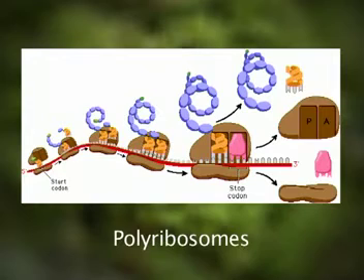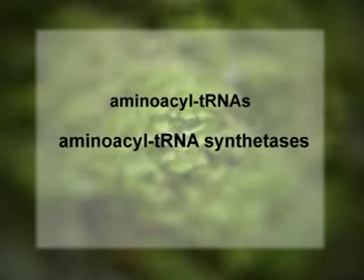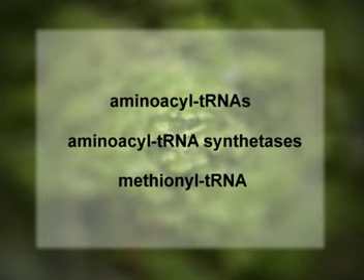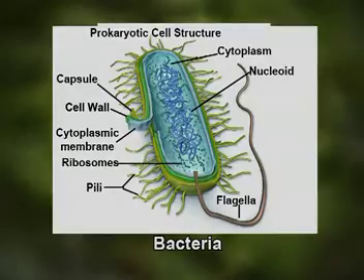Polyribosomes or polysomes have also been separated from the chloroplasts. The chloroplasts also contain aminoacyl tRNAs, aminoacyl tRNA synthetases, and methionine tRNA. The presence of such ribosomes provides evidence that these organelles contain a specific protein synthesizing system. This protein synthetic mechanism of the chloroplast is inhibited by chloramphenicol like that of mitochondria and bacteria.